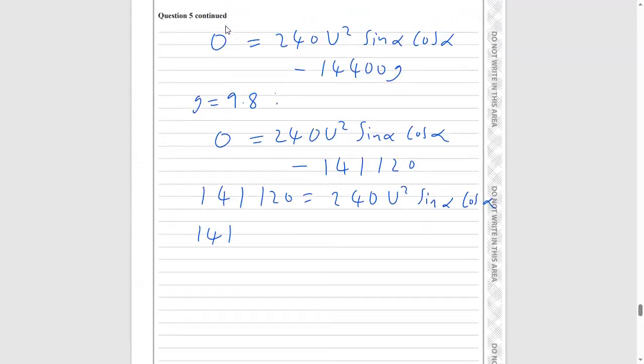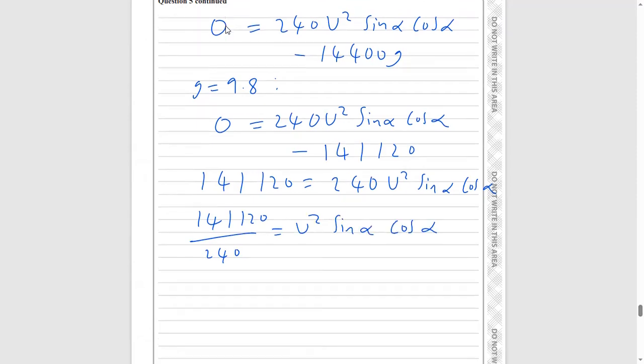So 141,120 divided by 240 is equal to u squared sine alpha cos alpha. And hopefully, when we put this in the calculator, we get the right number. 141,120 divided by 240. Yes, we get it. So we get 588. So 588 equals u squared sine alpha cos alpha. And so we've answered part A of the question there. Okay, so that's the first part of the question done.